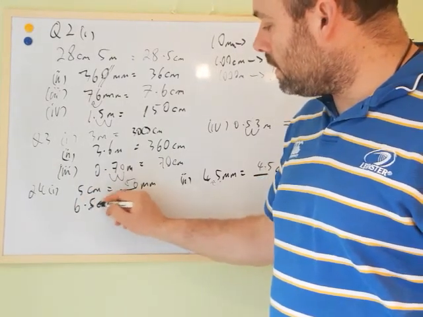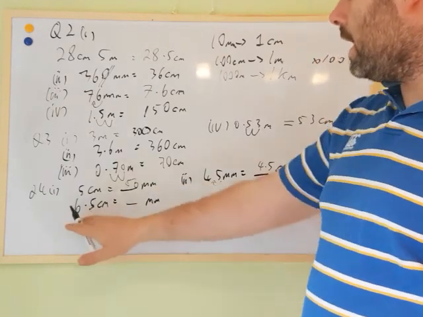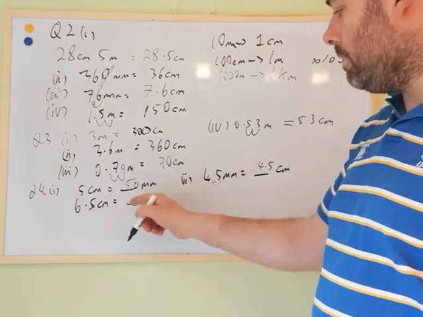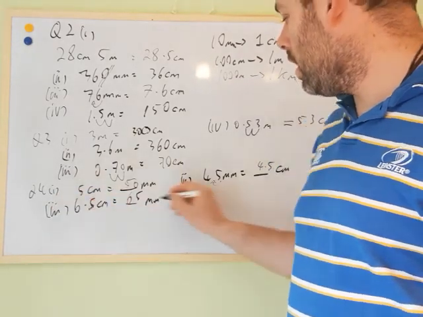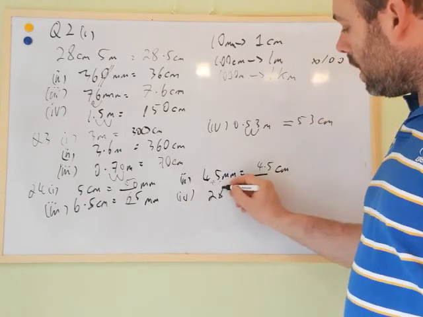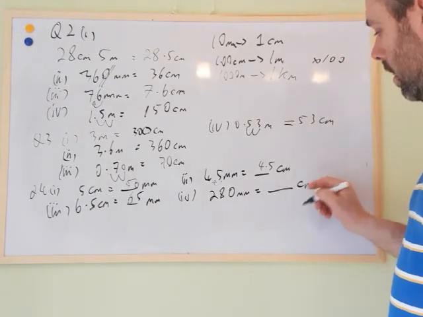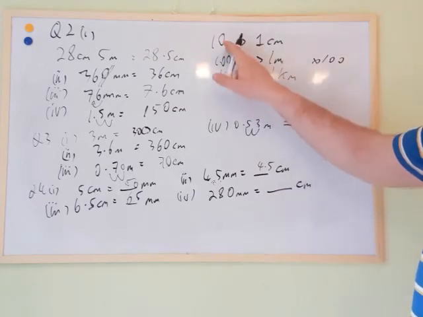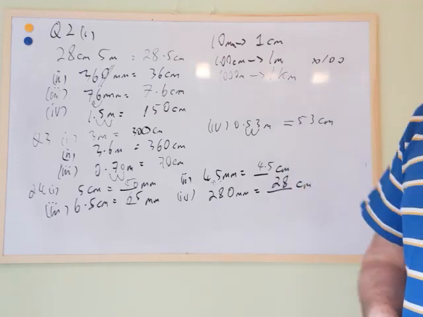6.5 centimeters is equal to blank millimeters. Going from centimeters to millimeters, a small number of big things to a large number of small things, times it by 10, 65. Part 4. 280 millimeters, blank centimeters. We're going from a large number of small things to a small number of big things. 10 millimeters in a centimeter, so we divide by 10, 28 centimeters.